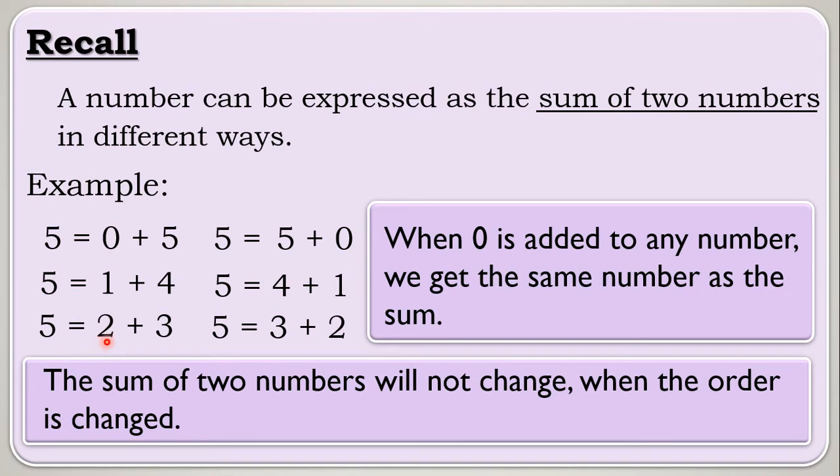So here also 2 plus 3 is equal to 5. Also 3 plus 2 is equal to 5. So when we change the order of these numbers, the sum will not change. Remember these properties of addition.